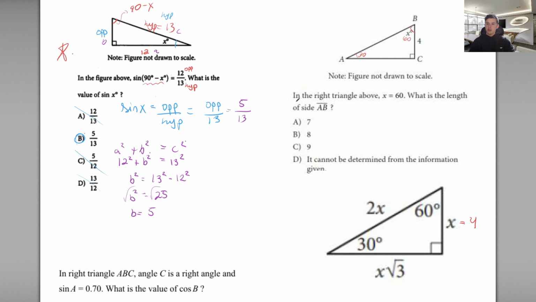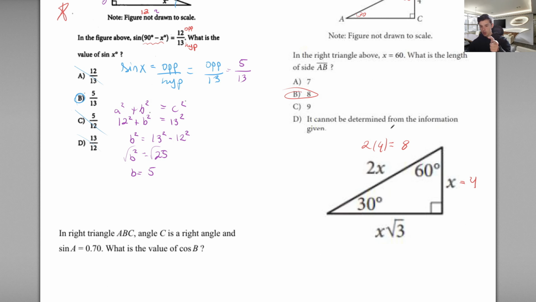What's the length of side AB? So AB is this one, it's 2 times x. Since we know that x is 4, then 2 times 4 equals 8. B is right. See, saved us a lot of hard thinking. Think smart, not hard.